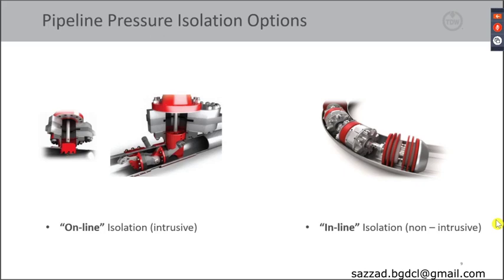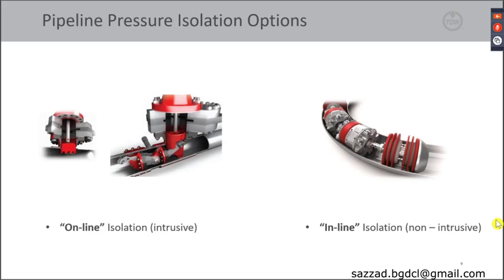It is an intrusive isolation technique shown on the picture to the left, where the permanent fixture or fitting is left on the pipeline. The second method is inline isolation, also known as piggable isolation or smart plug. It's a non-intrusive technique shown at the picture to the right, and no permanent fixture is left on the pipeline.